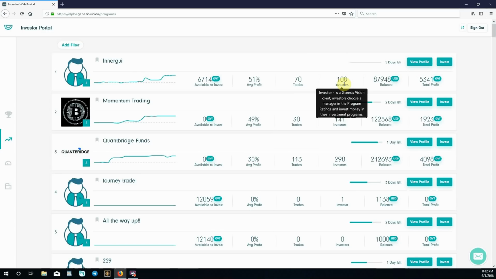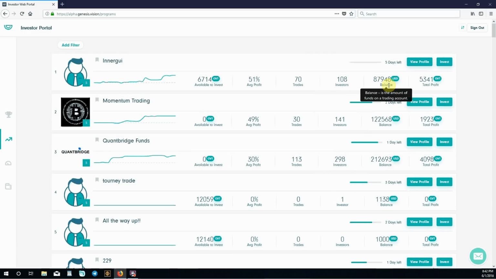Investors choose a manager in the program based upon ratings and invest money in their investment programs. So this number that you're looking at here means there is 108 different investors that have bought into this program. 141 here, 298 here, and 1 so far here.